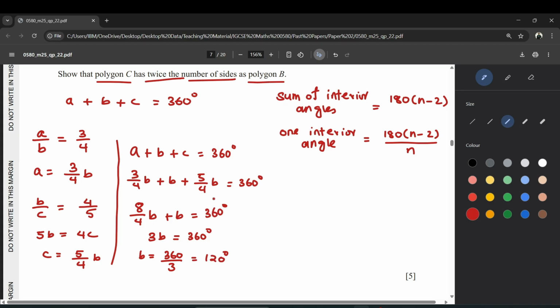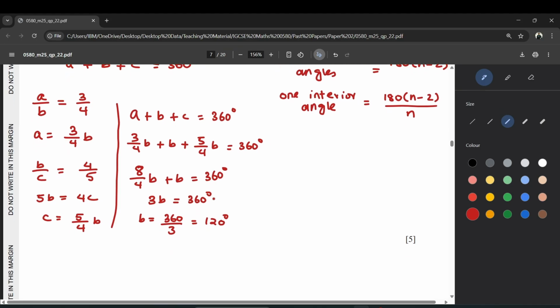Okay, so we have found our first interior angle. Now, based on this interior angle, I should be able to calculate the number of sides. Okay, so I can say that 120 degrees is equal to 180 times (n minus 2) divided by n. So n goes to the other side. So we have 120n equals 180n minus 360.